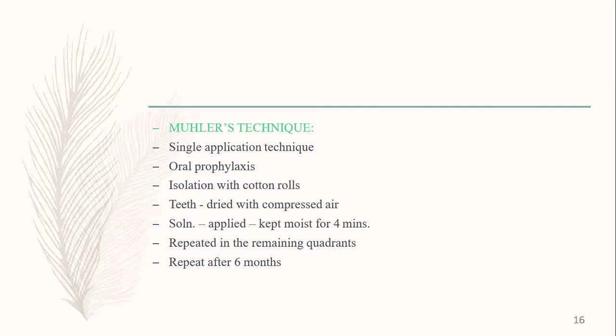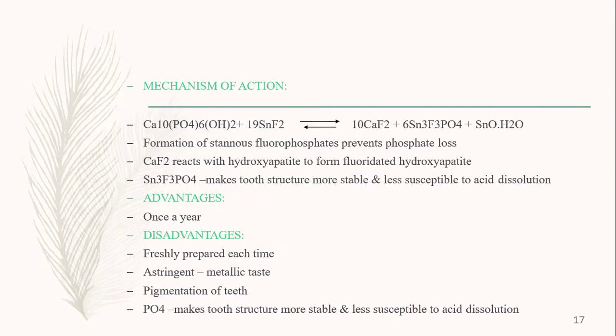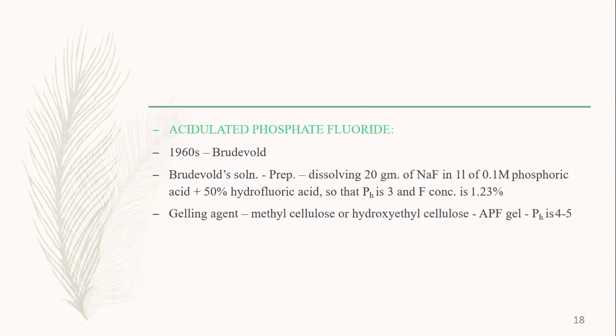First, we do oral prophylaxis, then isolation. Teeth are dried. Solution is applied and kept moist for 4 minutes, repeated in the remaining quadrants and repeated every 6 months. For the mechanism of action, there is formation of stannous fluorophosphate, which prevents phosphate loss. It reacts with hydroxyapatite to form fluoridated hydroxyapatite, and it makes the tooth surface stable. Advantage is that it is applied once a year. Disadvantages are that it has to be freshly prepared, has a metallic taste, and can cause pigmentation.